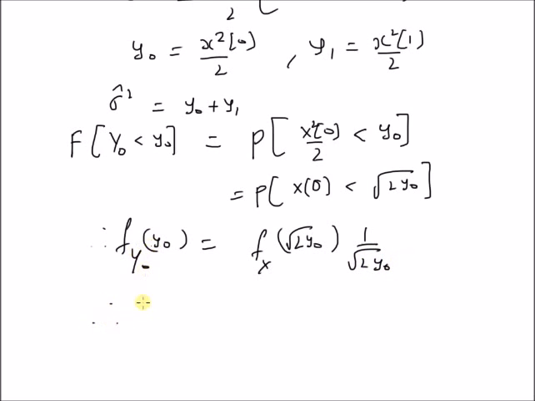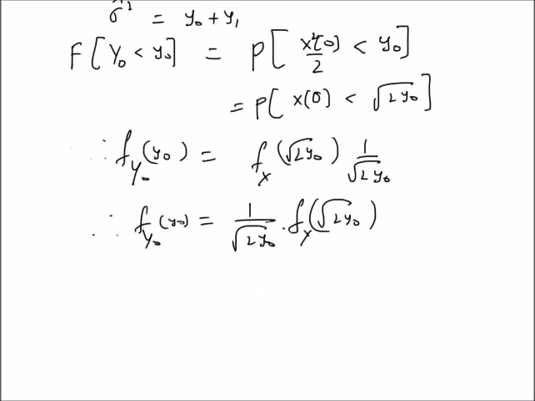Therefore the PDF of y0, that is x0 square by 2, is given by f_y0 of y0 equal to 1 by square root of 2 times y0 into f_x of square root of 2 y0. So this is the PDF of y0, and so is the PDF of y1.